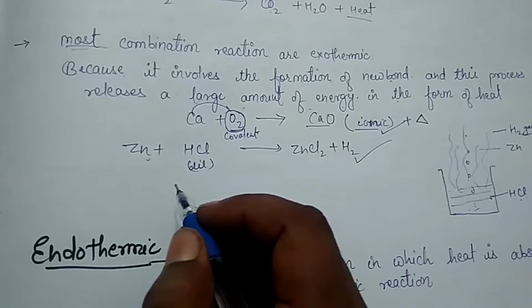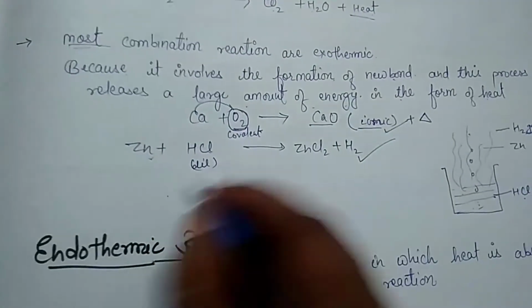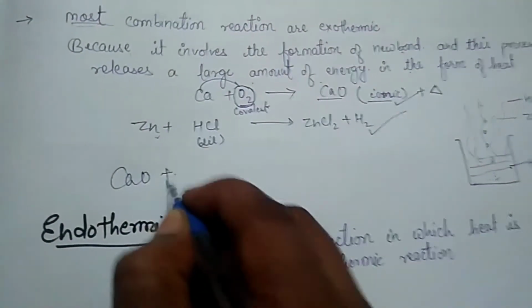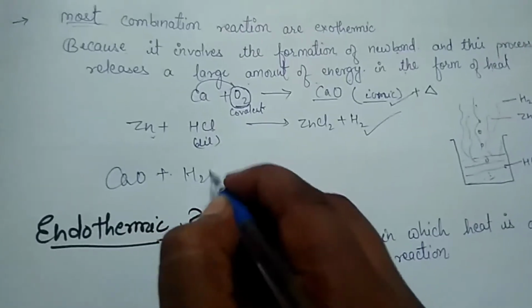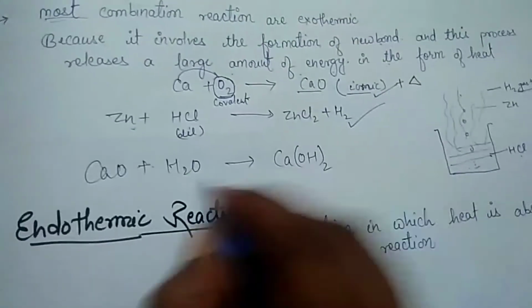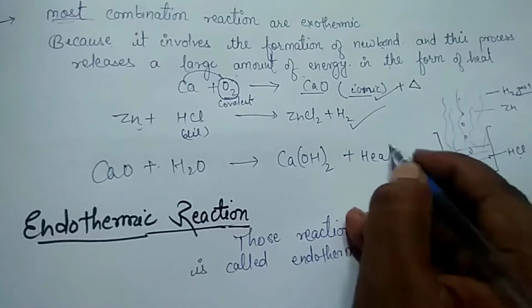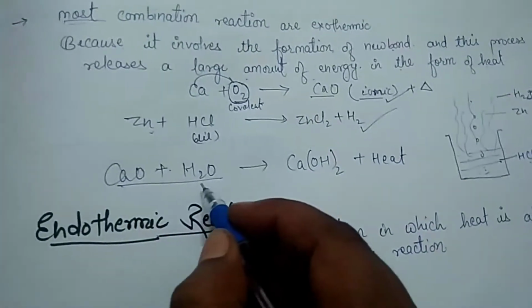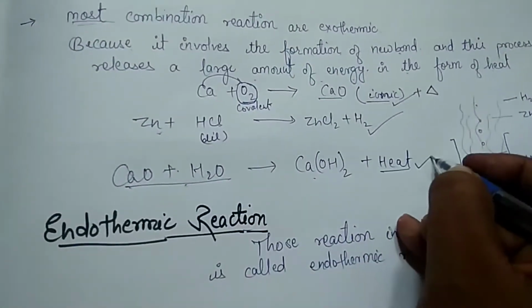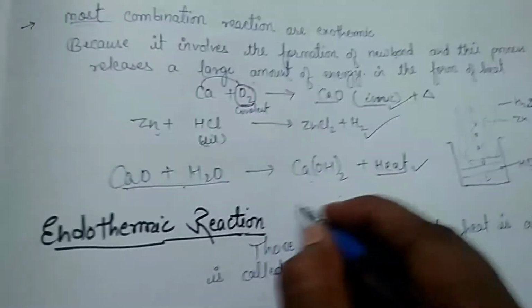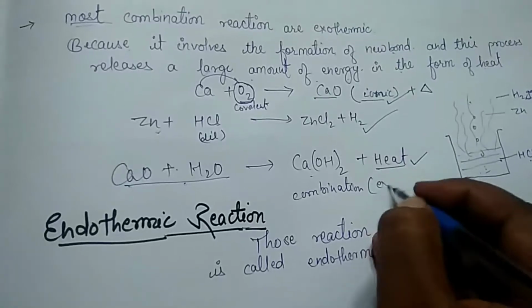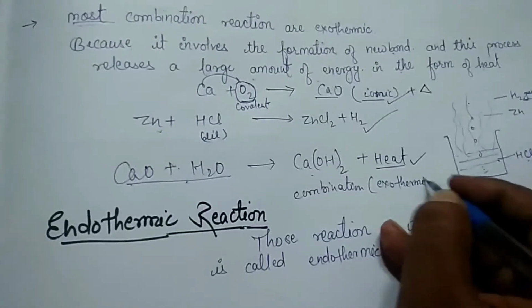When calcium oxide dissolves in water, it forms calcium hydroxide along with heat. So this is a combination reaction, because two reactants form a single product along with heat energy. So this will also be called a combination reaction, exothermic. Easy?